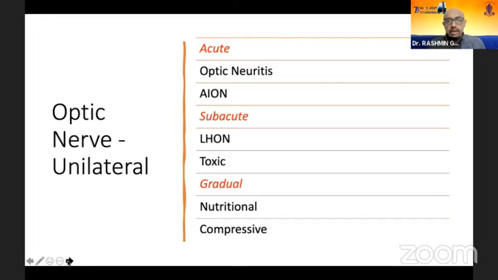Once you know that it's a unilateral optic nerve disease, the further mapping and management will depend upon the etiology. The commonest causes of an acute unilateral optic neuropathy would be optic neuritis or ischemic optic neuropathy. The neuritis, generally speaking, is a disease of a relatively younger population, though with NMO involved, this age group has become a little more widened.